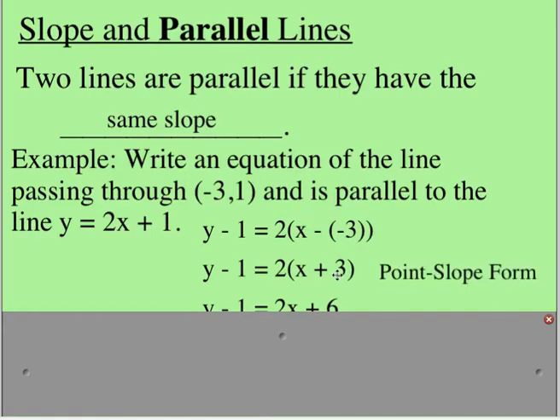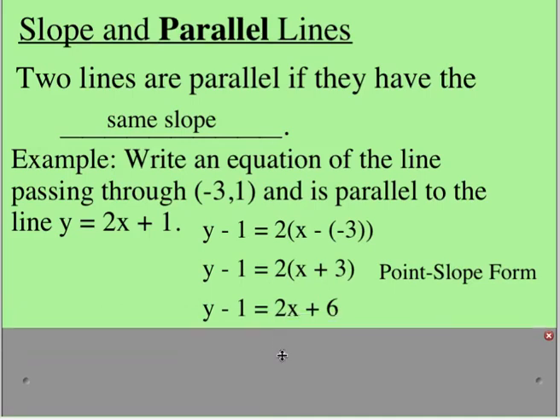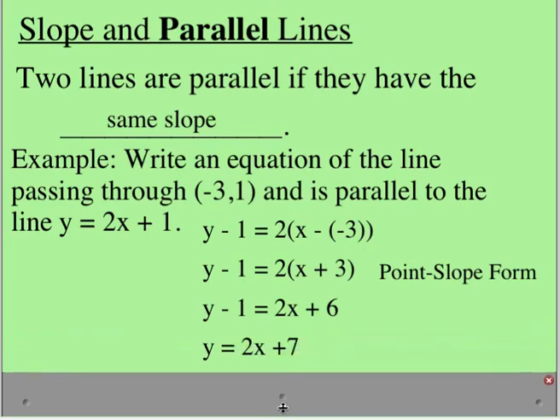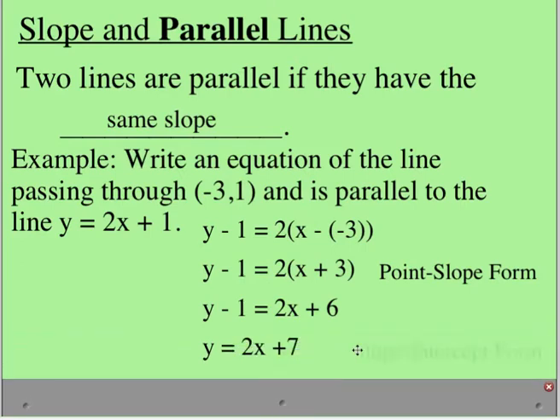And then if I asked you to rearrange it into y equals, you want to distribute the 2. So you get y minus 1 equals 2x plus 6. And then just add the 1 to the other side. And you get y equals 2x plus 7. And now the equation is in slope-intercept form. And you can see that the line that we had at the beginning, 2x plus 1, is parallel to the line 2x plus 7. Same slope, but different y-intercepts.